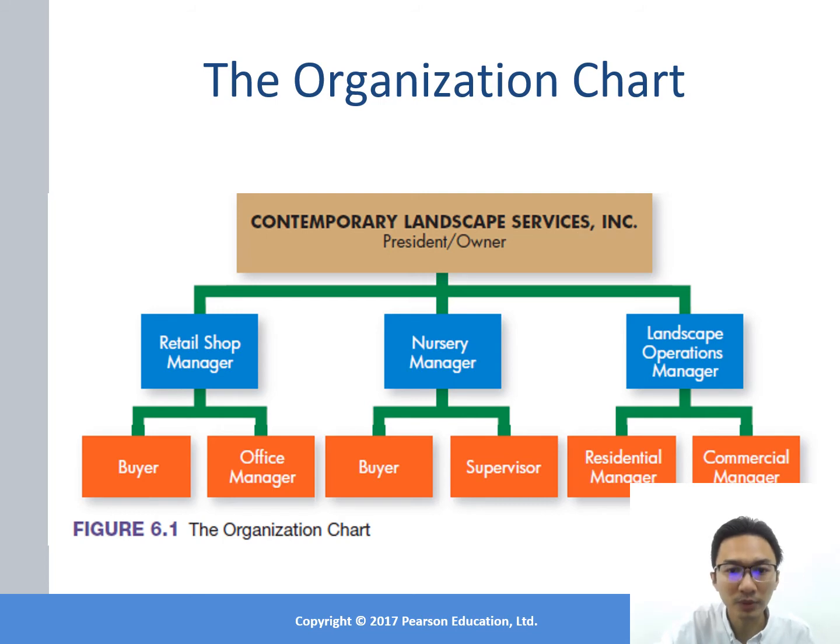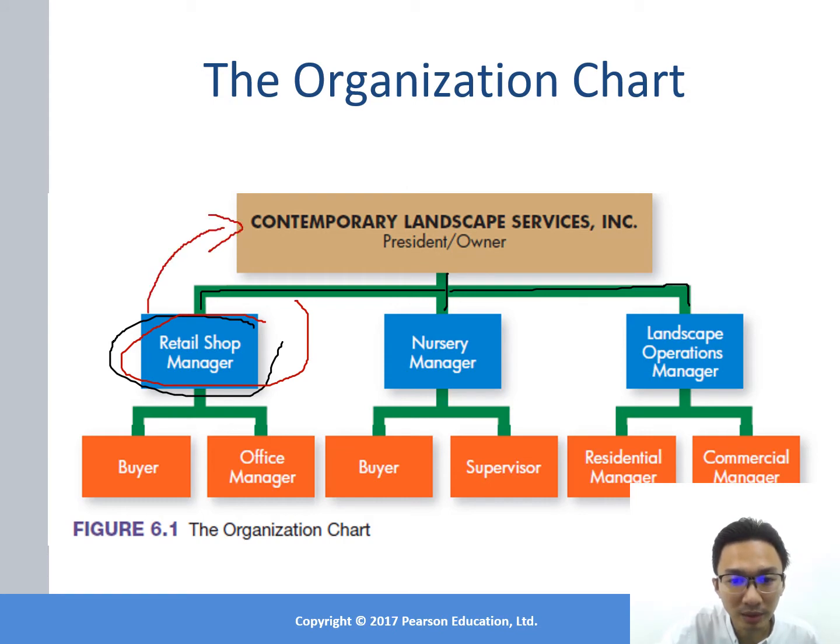So this shows the job, and the line here, this solid line, is what we call the chain of command. The chain of command shows authority or reporting relationships. Okay, if you look at the example here, this person, sorry, I should change the color. This person here reports to this guy. The office manager here reports to the retail manager. So that's what we call the chain of command. This is an important term for you to look at.